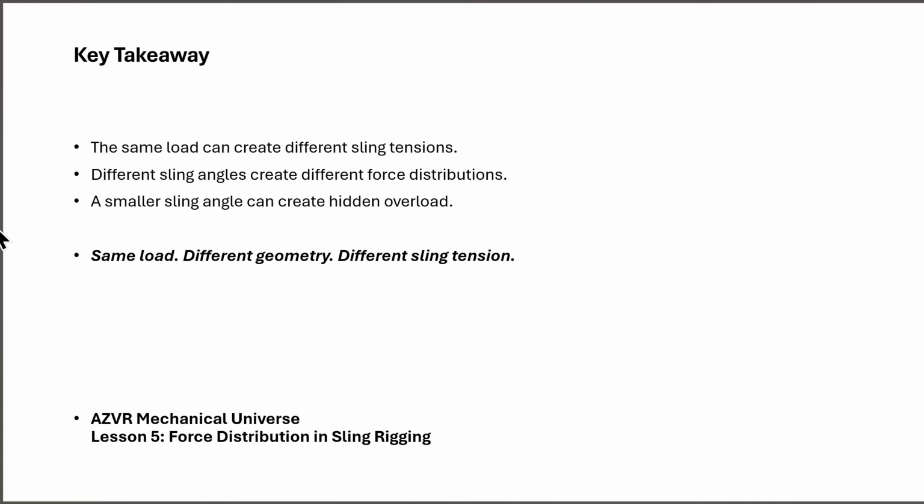The main lesson is simple but very important. In rigging, geometry changes the force. A safe rigger must understand how sling angles affect the tensions. This is why proper angle selection is a basic safety requirement.